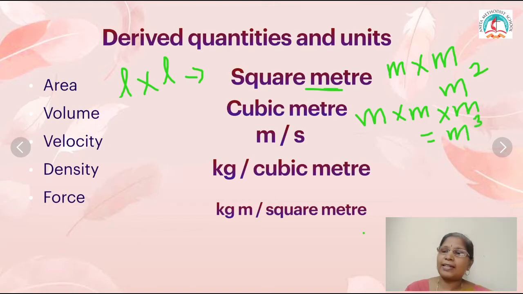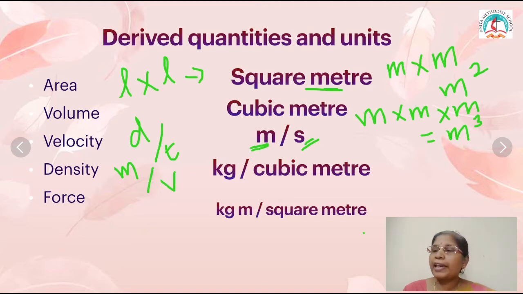The next one is velocity. Velocity means displacement divided by time. Displacement is measured in meter. Time is measured in second. So meter per second. The next one is density. Density means mass divided by volume. Mass in kg, volume in cubic meter. So the density unit is kg per cubic meter.